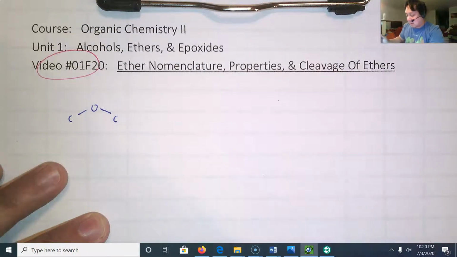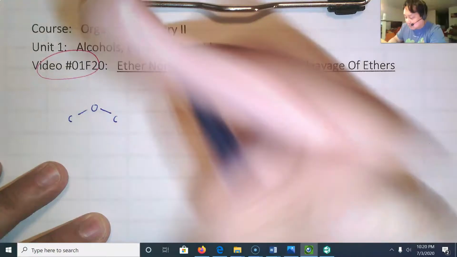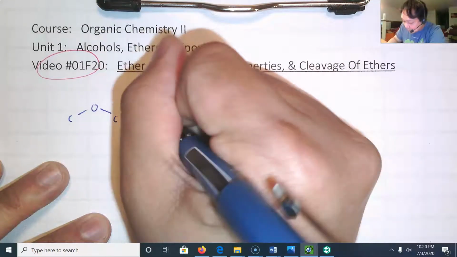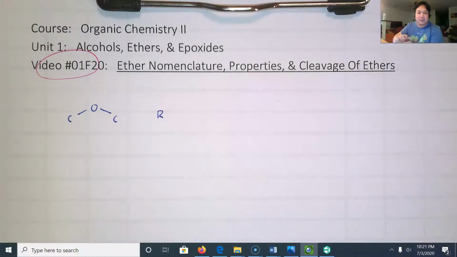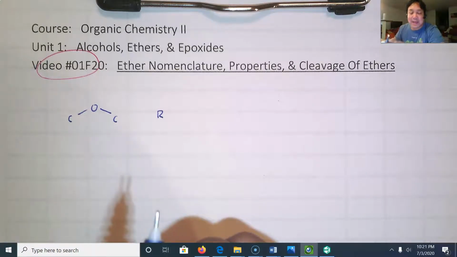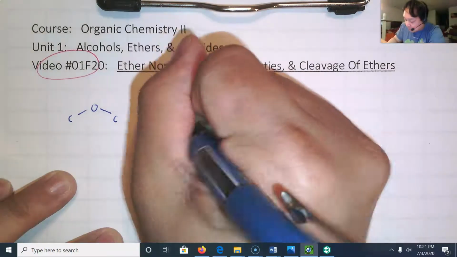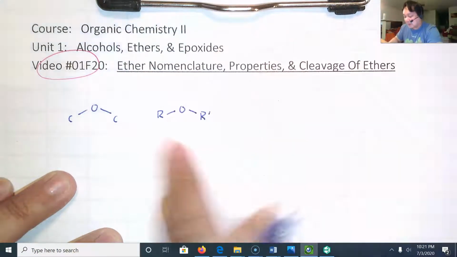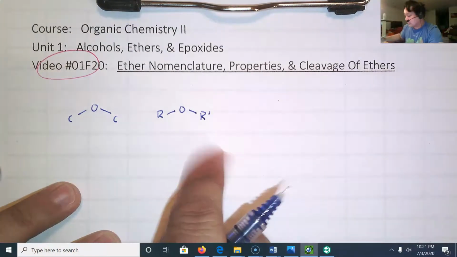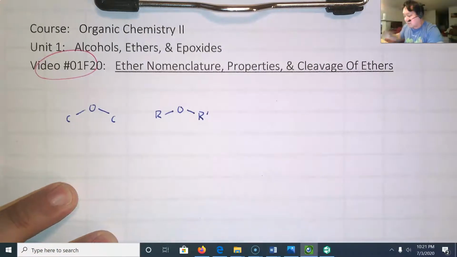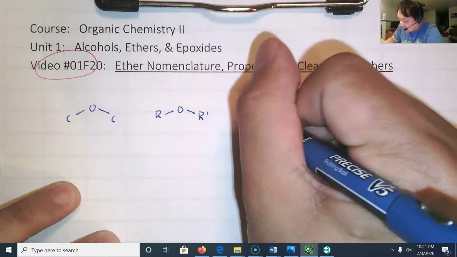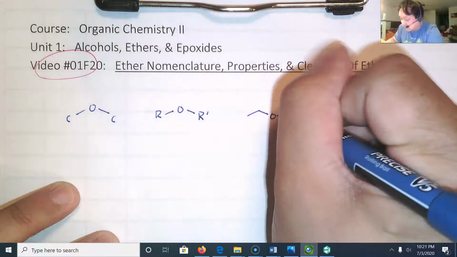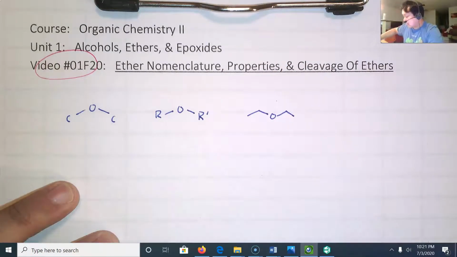Okay. A better way to represent ethers is using what's called an R group. Or you could think of it as the rest of the molecule, but also you could think of an R group as an alkyl group. And we have an alkyl group on the left, and we could have an alkyl group that's different on the right, so I'll designate that R and R prime. One example of an ether, probably the most used ether, probably you'll use this in the lab as well. This is diethyl ether.